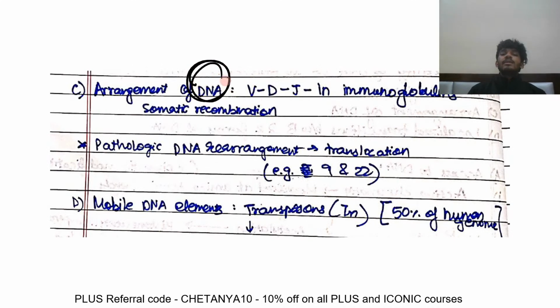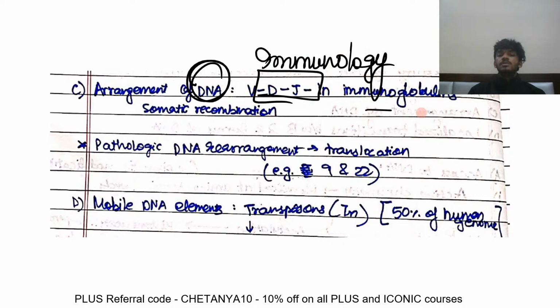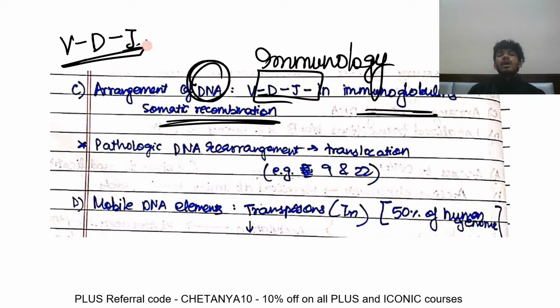Last is arrangement of DNA. This you will study in immunology. What is VDJ recombination? It occurs in immunoglobulins. It is an example of somatic recombination. VDJ recombination is a way of arrangement of DNA, and that helps in producing diversity in proteins. Different types of immunoglobulins can be produced because of VDJ recombination.